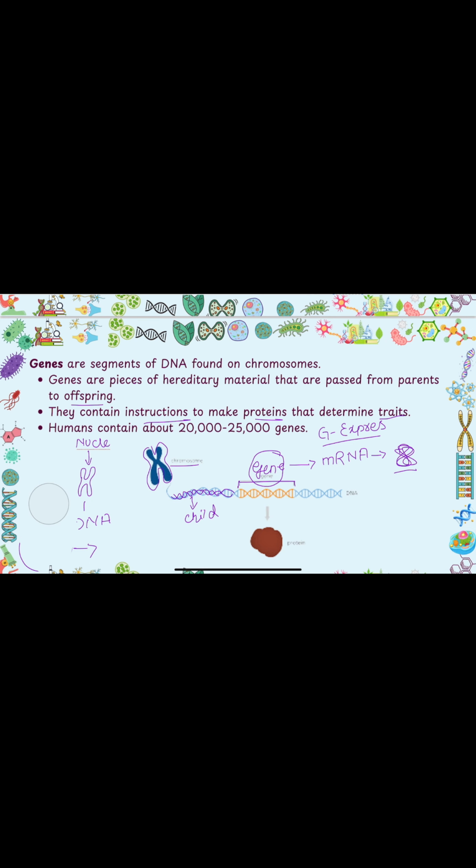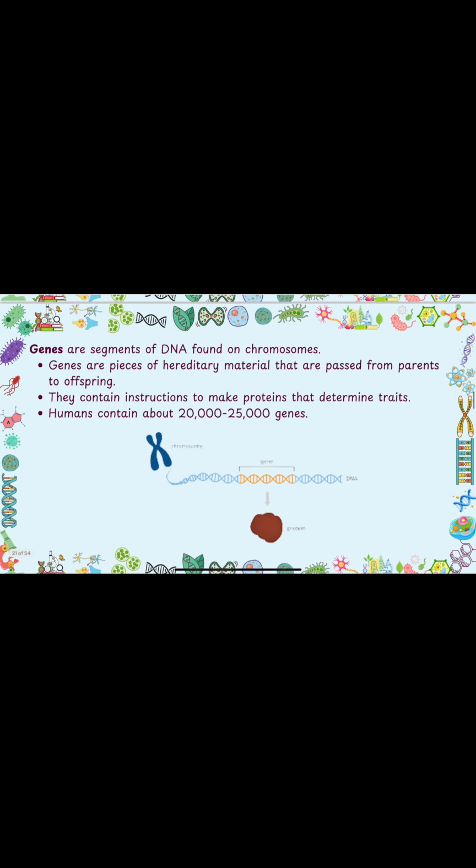So, what are genes? Genes are segments of DNA found on chromosomes. Genes are pieces of hereditary material that are passed from parents to offspring. They contain instructions to make proteins that determine traits. Humans contain about 20,000 to 25,000 genes.